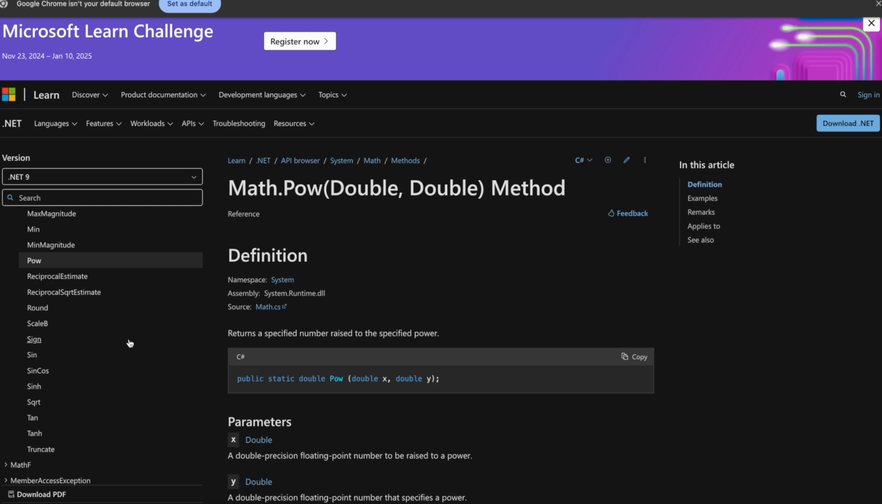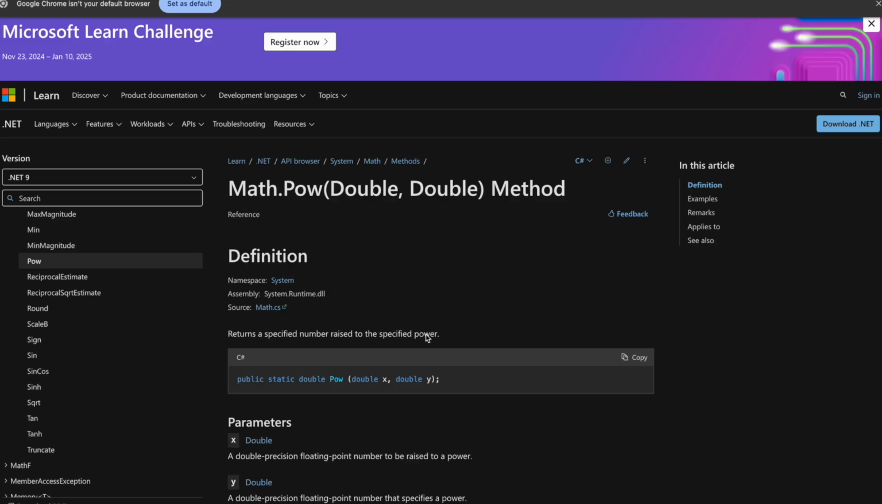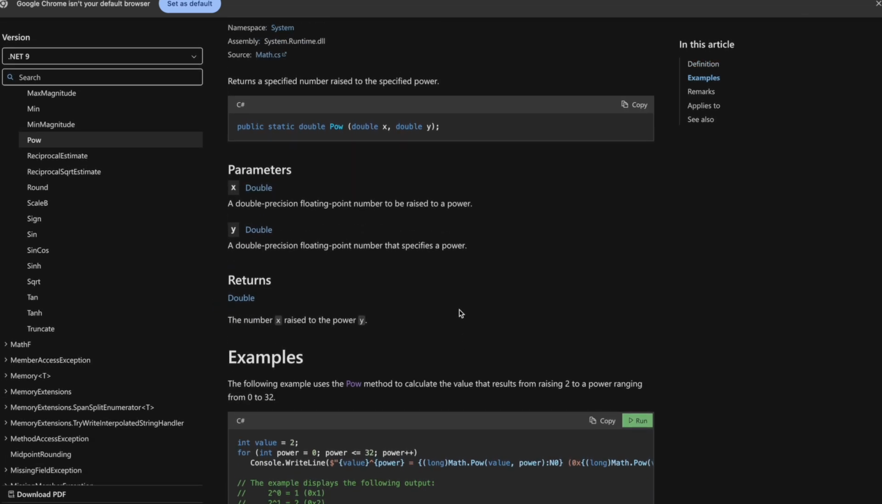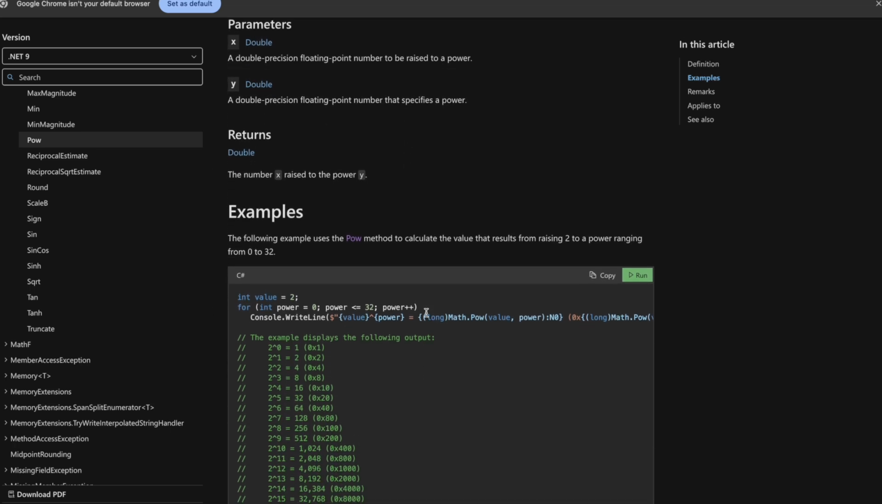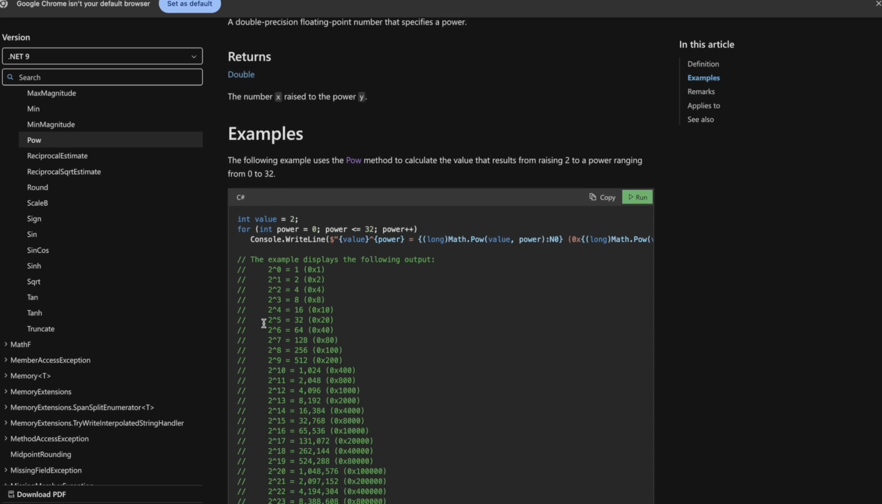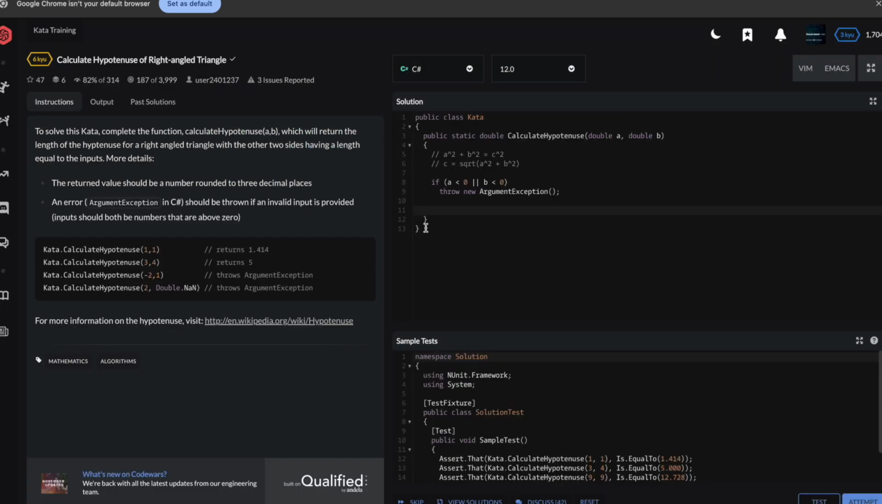Feel free to examine any of those as you like, but just note for raising to a power, they just call it pow, and you take 2 doubles. The first one is the number that you're going to raise, and the second number, y, is the power that you're raising to. And you can see a nice example. The Microsoft Docs usually give you a good example of that in action. I think that's clear.